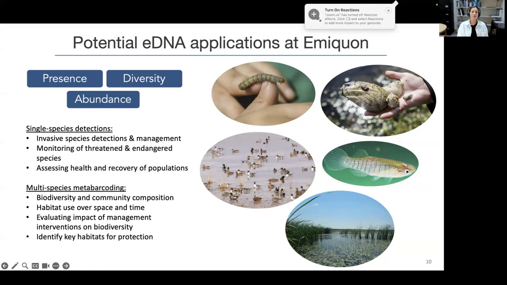So these are just a few potential applications of how I see environmental DNA might be useful in this system. And I'm excited to see how everybody here responds to that, and what we think might be a good way forward.